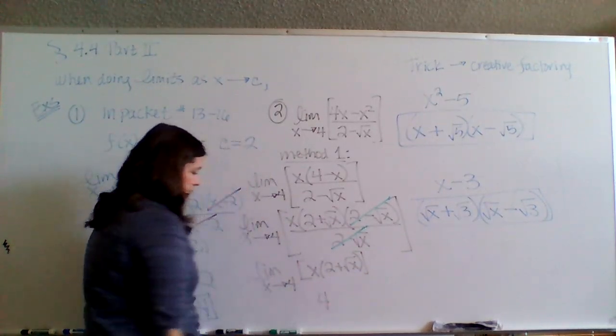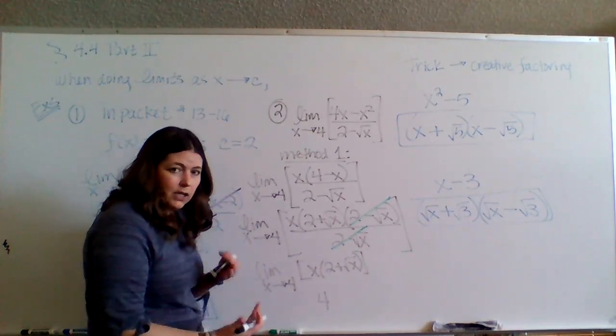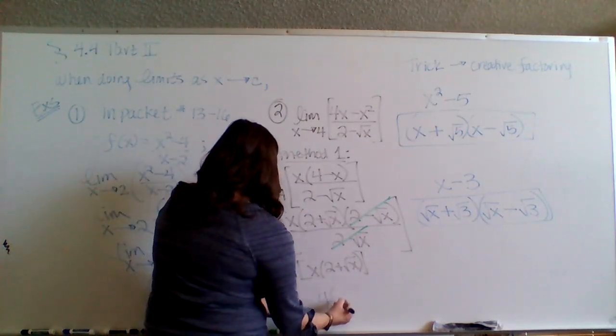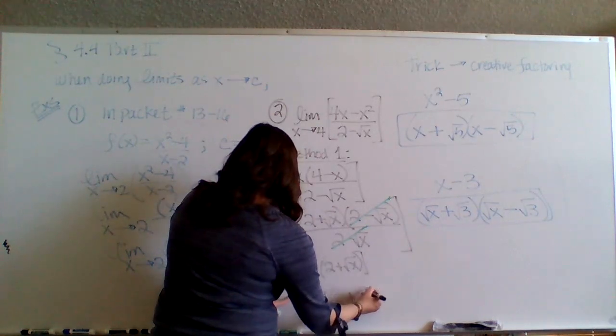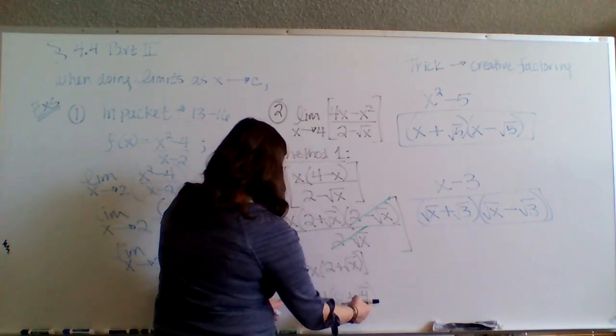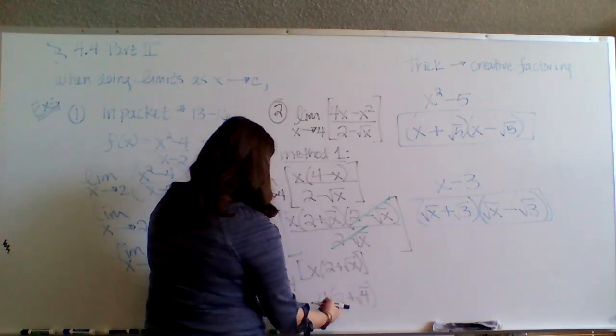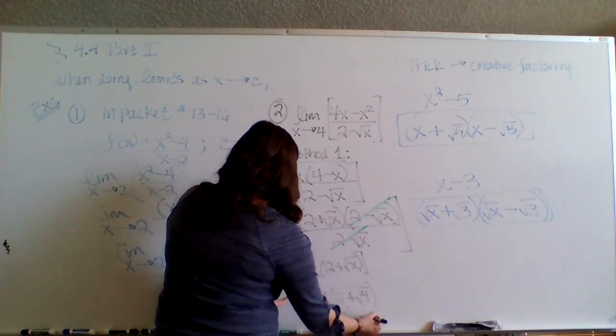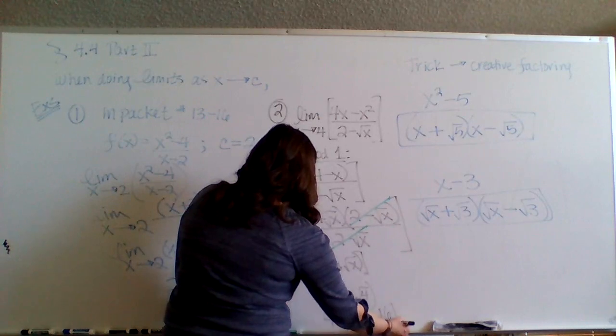Now this is where the limit notation goes away. When I'm plugging in a number value, and it's going to be all numbers, that's where I'm evaluating the limit. 4 times 2 plus the square root of 4. Square root of 4 is a perfect square of 2. This would be 2 plus 2, which would give me 4. And 4 times 4 gives me a final answer of 16.